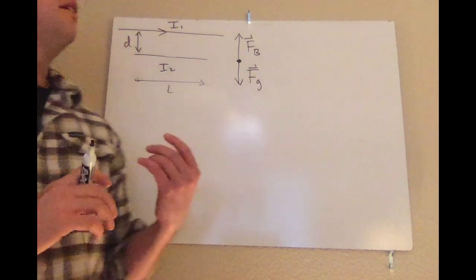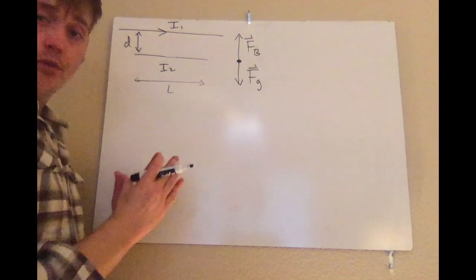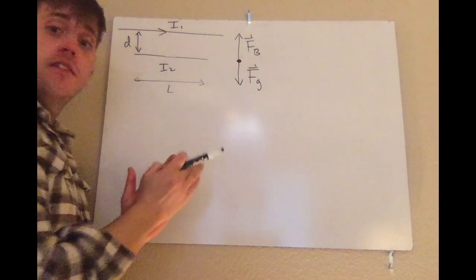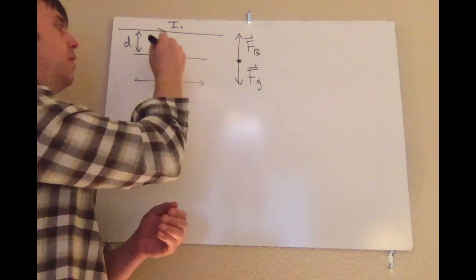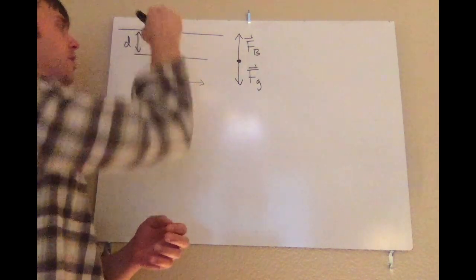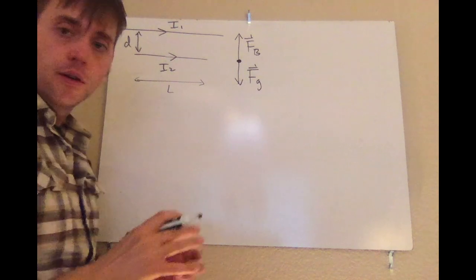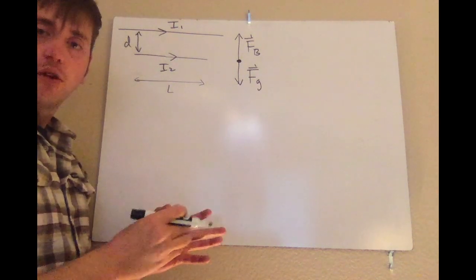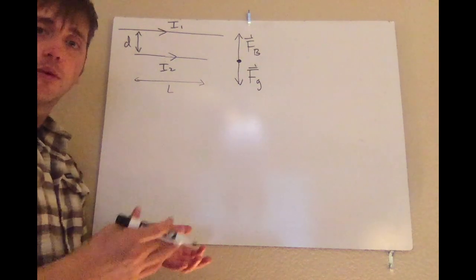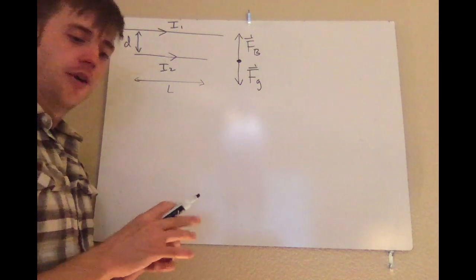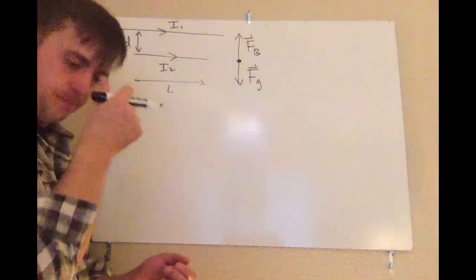Obviously the magnetic force has to go up, which means it's an attractive force. And if we have an attractive force, we need the current I2 to run in the same direction as the current I1. The only way you get an attractive force between these parallel wires is if the currents go in the same direction. So that's what we're going to have here. Currents going in the same direction, I2 is going to the right.